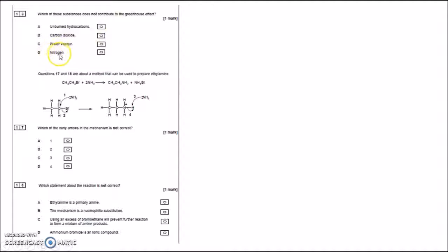Nitrogen, 79% of the Earth's atmosphere is nitrogen. It's an inert gas, an unreactive gas that won't absorb infrared light. The answer is D, nitrogen.